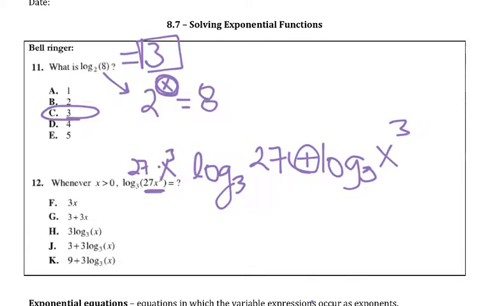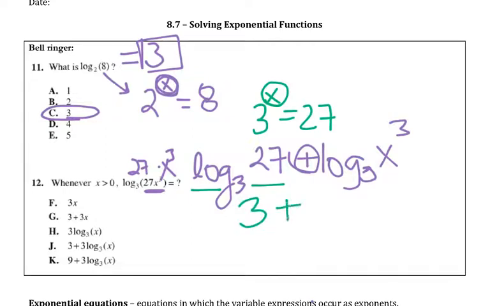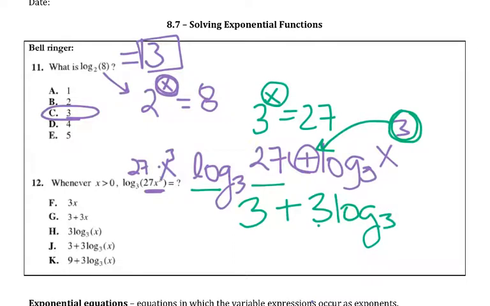So now we can think about evaluating this. Log base 3 of 27, so we want to think about 3 to what power equals 27? Well, if x is 3, you get 27. So this becomes 3 plus, by properties of exponents, we can move this exponent 3 down to the front. So this becomes 3 times log base 3 of x. And that means that our final answer is J.